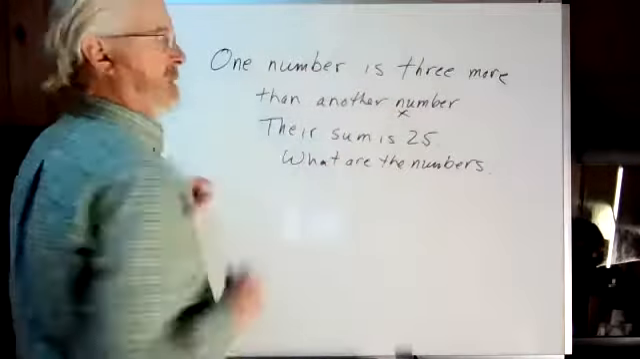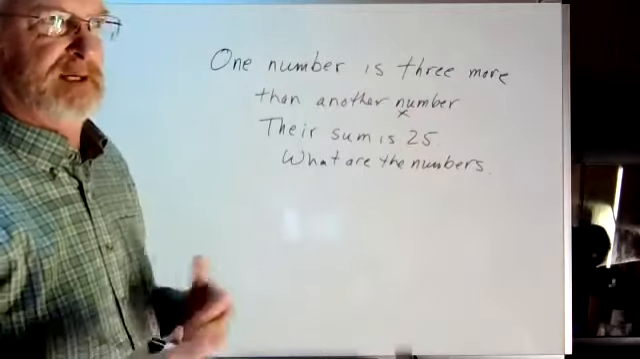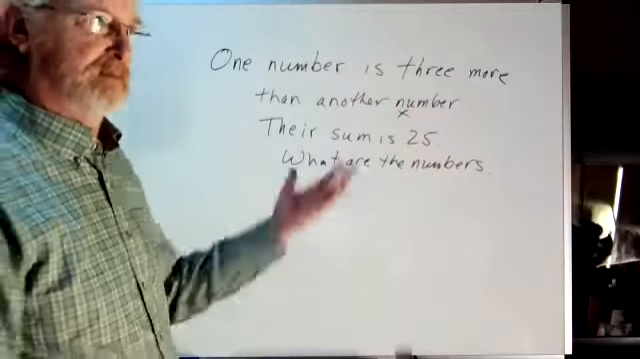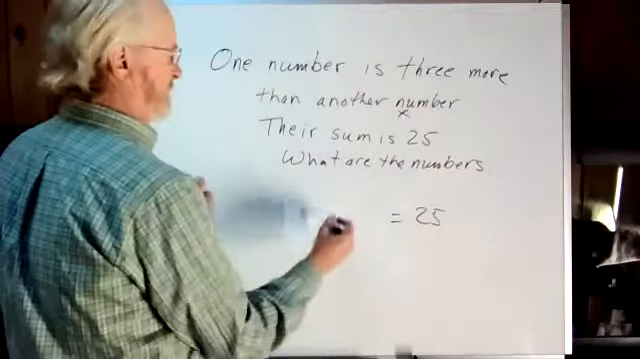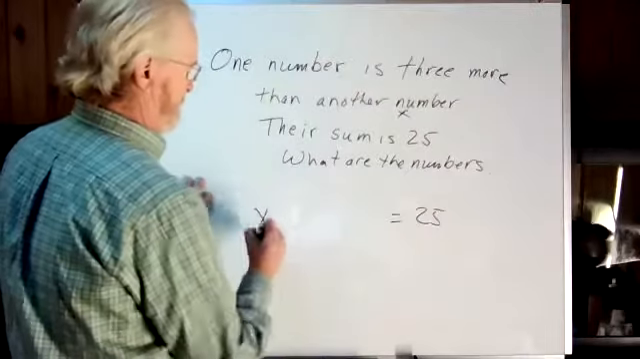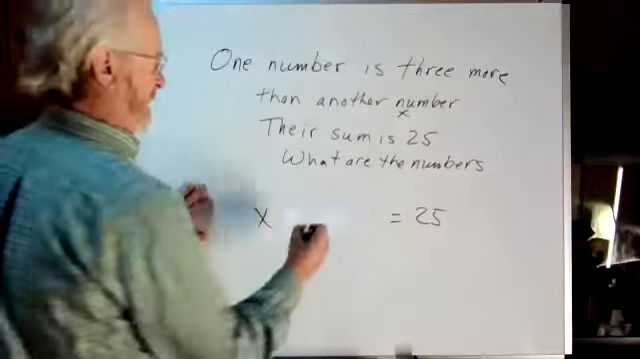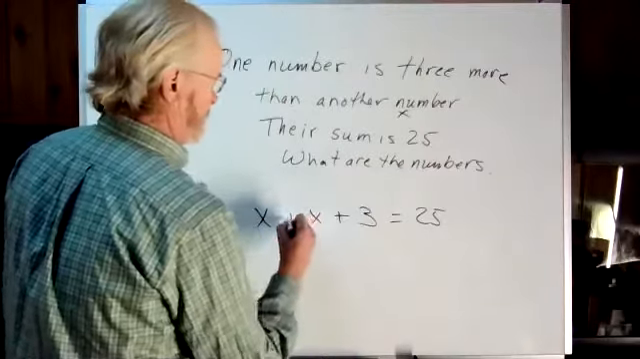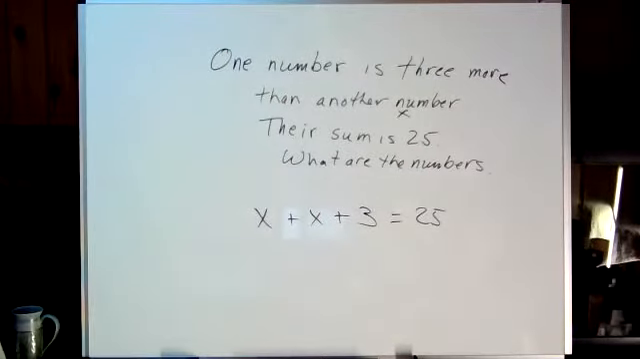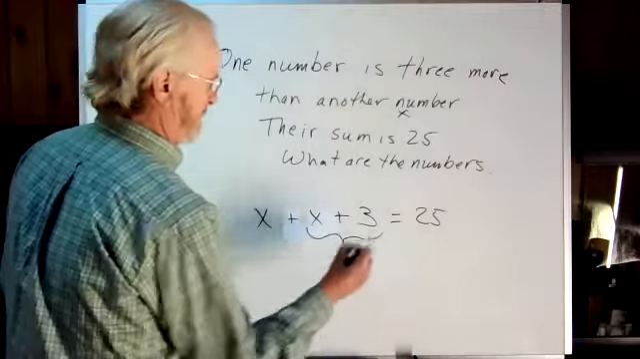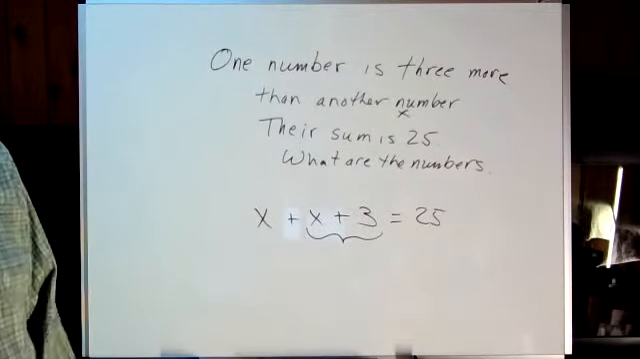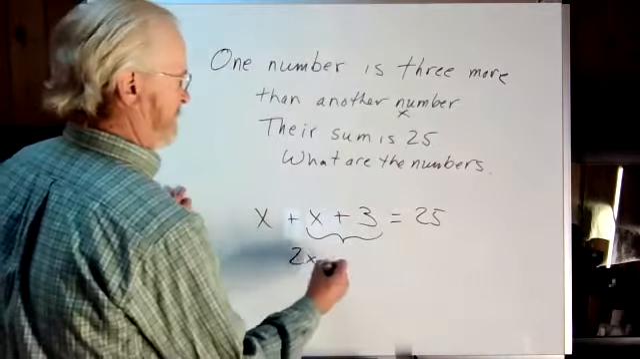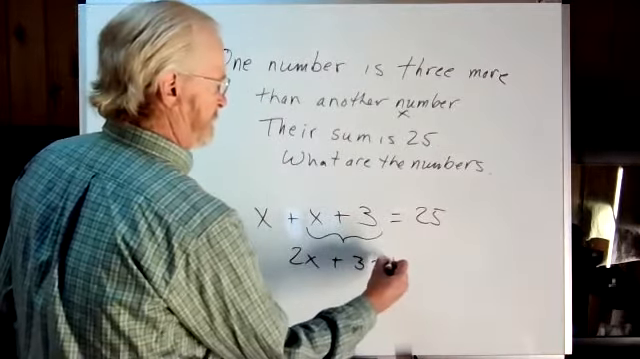So their sum is 25. So apparently if I add these 2 numbers together, it equals 25. Well, here's the original one, and here's the other one that's 3 more than that. See how that works? So like this was one expression and there was the other one. Now I've got some like terms to combine. 25.